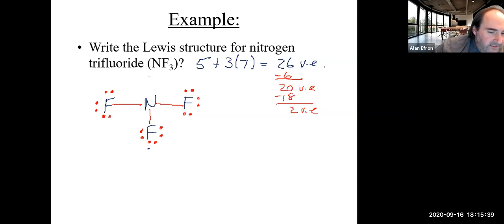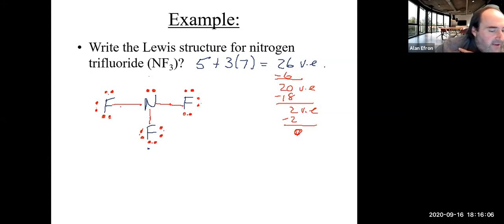All the atoms on the outside have 8, so they're full. So now I go to the center atom, and they go on in pairs. And that's my last 2, which gives me 0 left. If I look at my picture, I've now placed 26 electrons. So that is 2, 4, 6, 8, 10, 12, 14, 16, 18, 20, 22, 24, and 26 electrons.